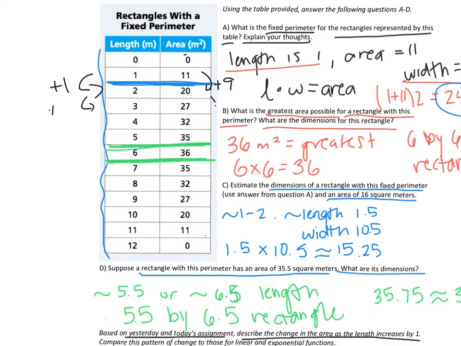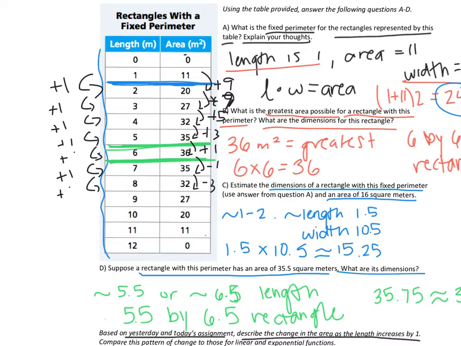And it keeps doing this. This is plus 7, plus 5, plus 3, plus 1. All right? But then we hit 6. And so 6 to 7 is increasing by 1, but we actually went down. We decreased. And that continues to happen all the way to the bottom.